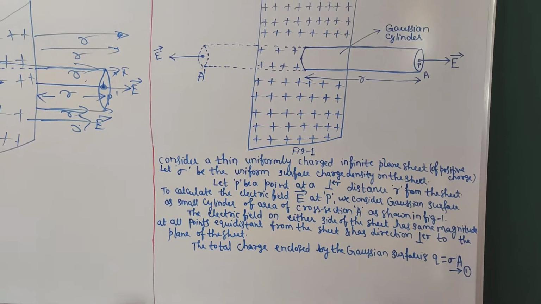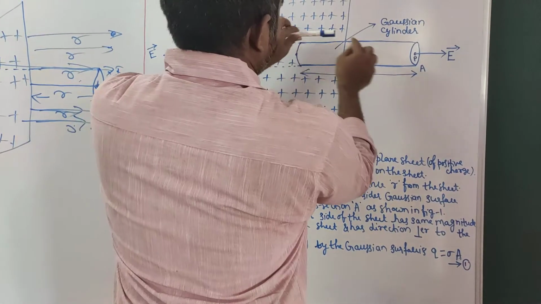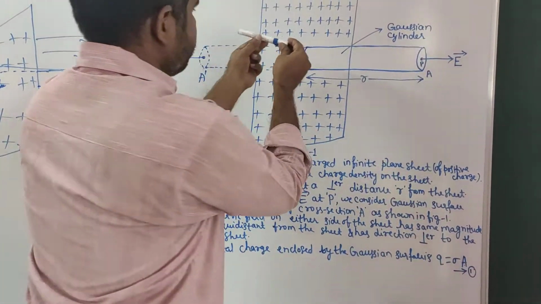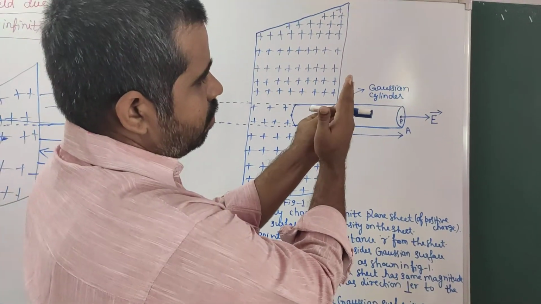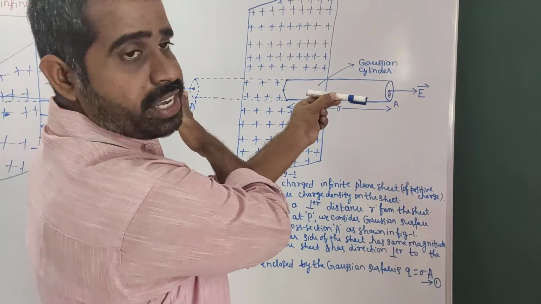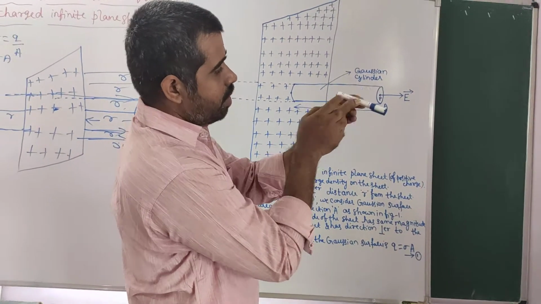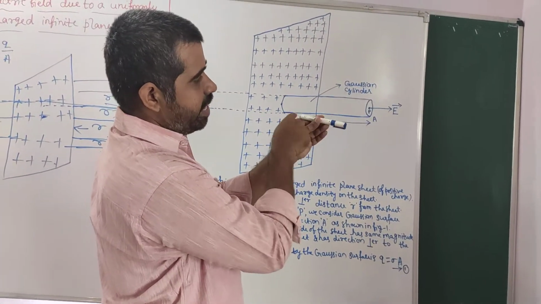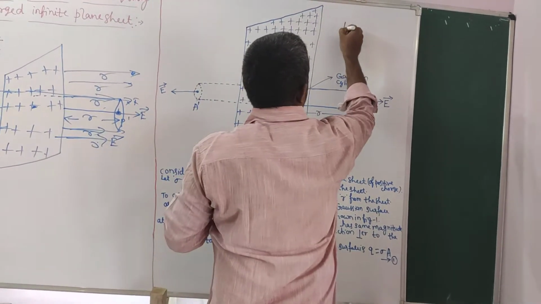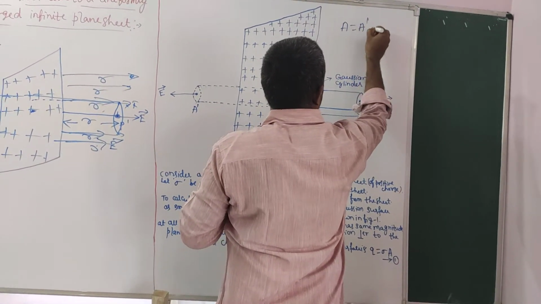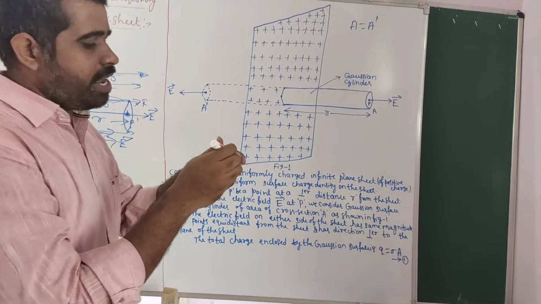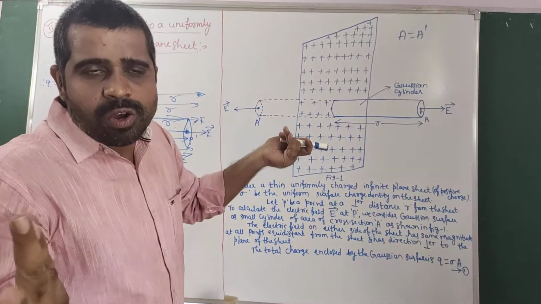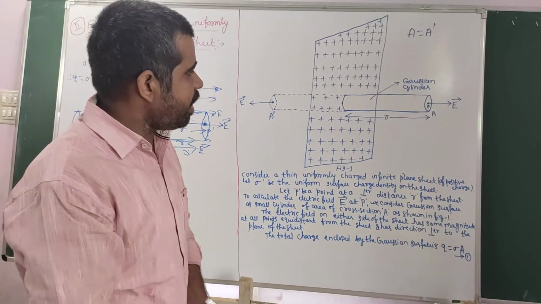Its area of cross section is A. This is the cylinder, this is one face and this is the other face. This is the sheet, 50% is right side, 50% is left side. What is the area? A. We call this A and this A dash. A and A dash are the same, whatever area we have here, we have the same area here. A is equal to A dash.